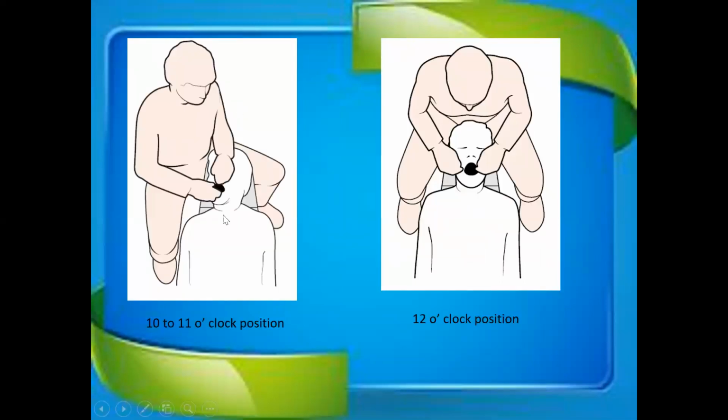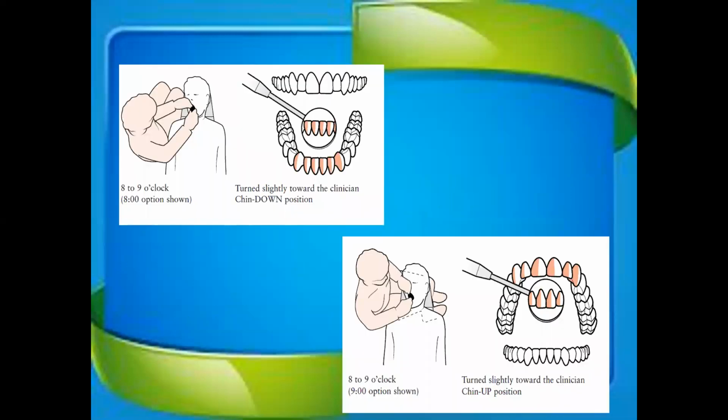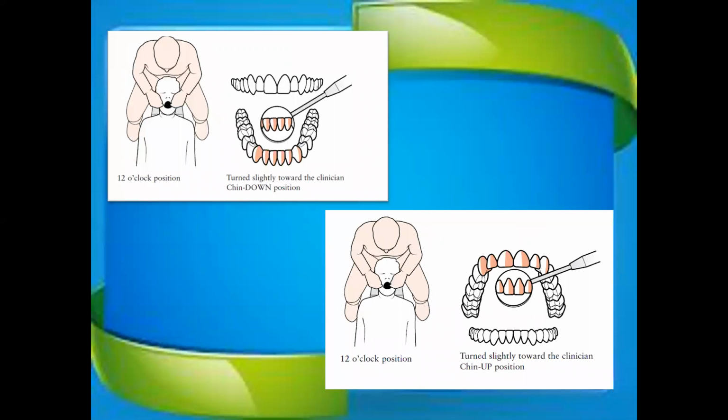First picture is showing 10 o'clock position, and this is 12 o'clock position in which you are sitting right behind the patient's mouth. Position for anterior sextant. So when you are working on the anterior region, you can position yourself at 9 or 10, 8 or 9 o'clock position and visualize this area, as well as the mandibular anterior region and maxillary front region. At 12 o'clock position, you can visualize the lingual aspect of the mandibular region and palatal aspect of the maxillary region.